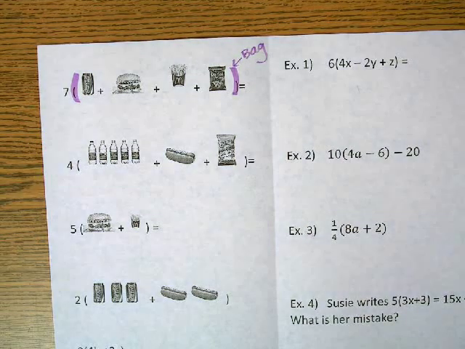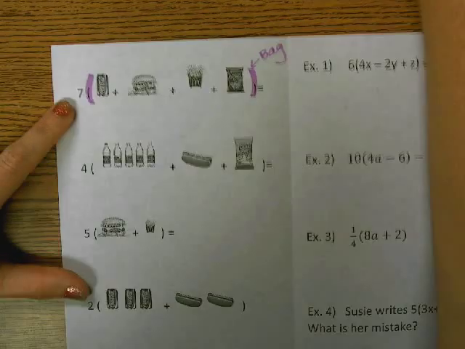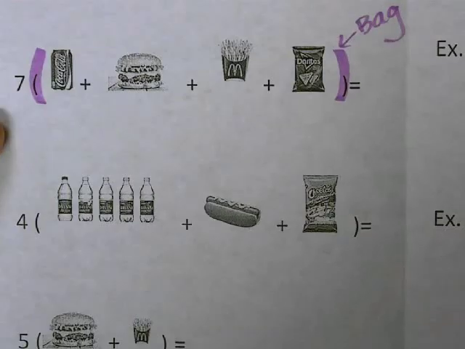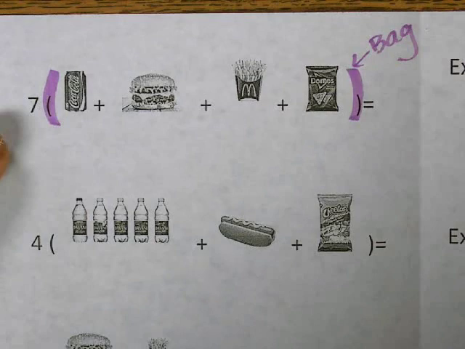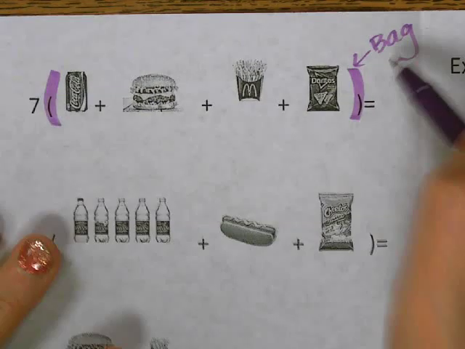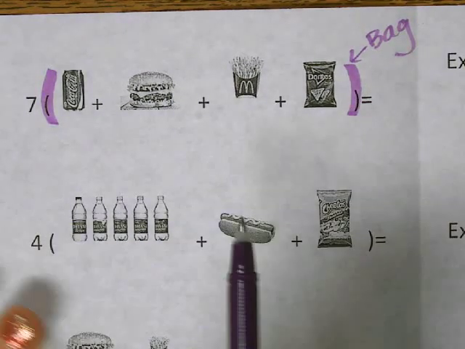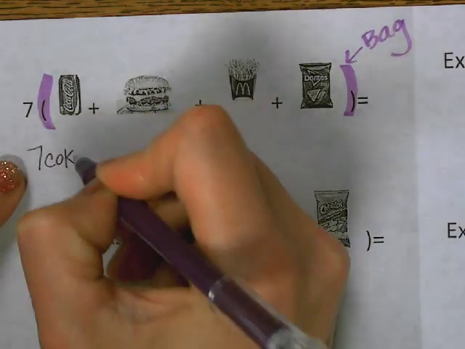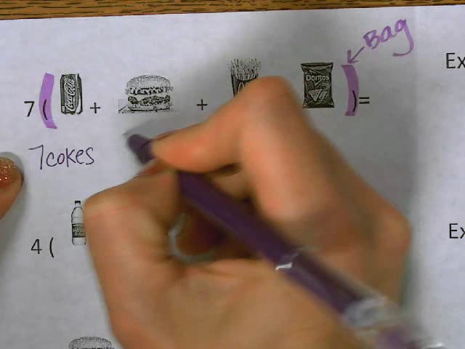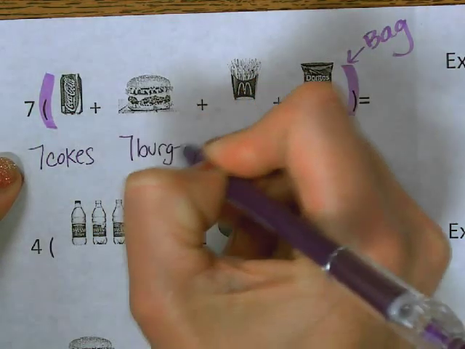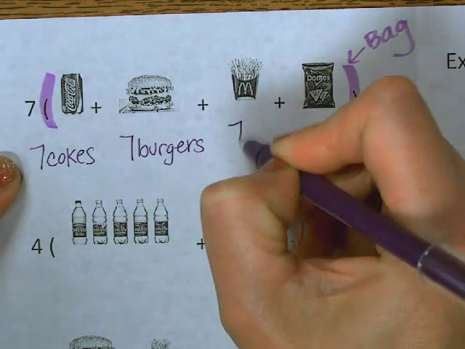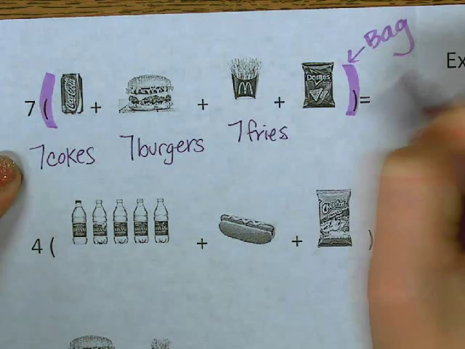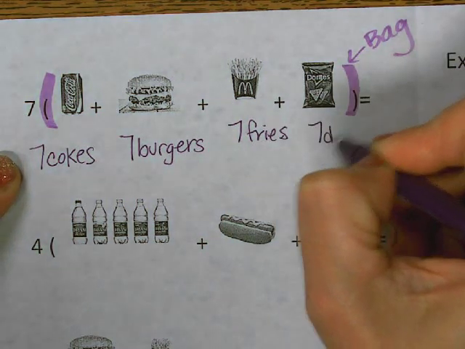And this 7 is basically an order that says, hey, I want 7 of these bags, okay? So if I want 7 of these bags, what do I need to get from the kitchen? Well, I need to get 7 Cokes. I need to get 7 burgers. I need to get 7 fries. And I need to get 7 Doritos.